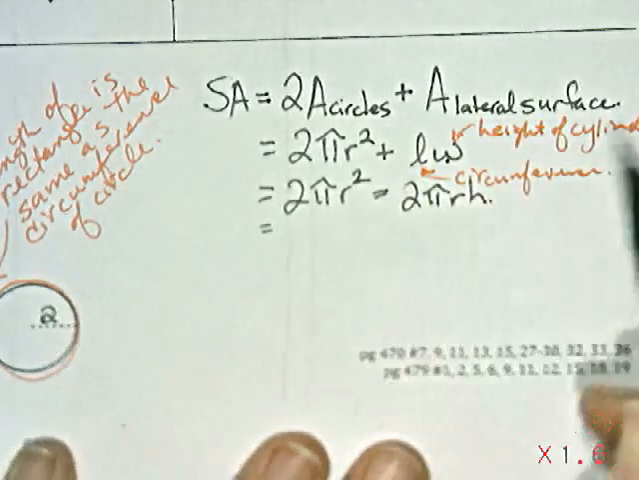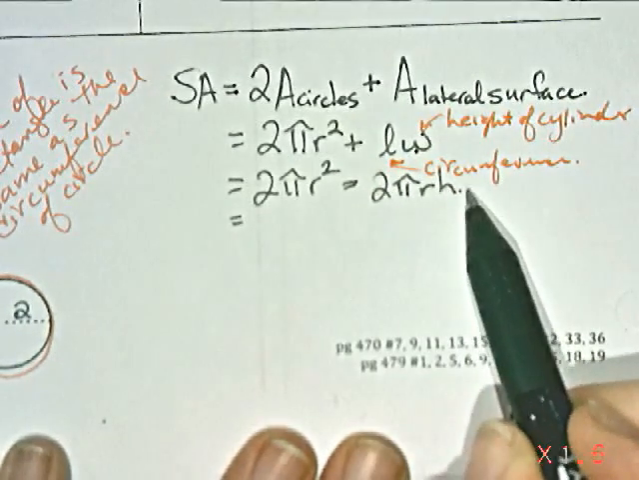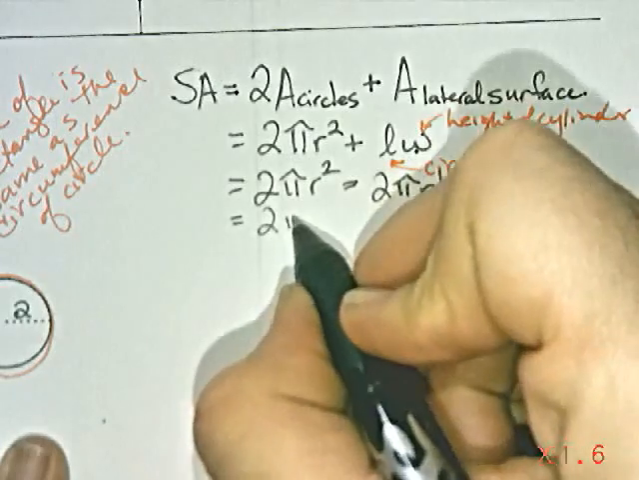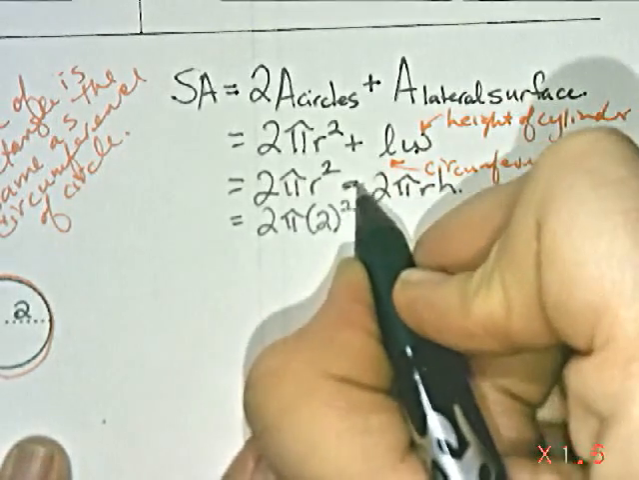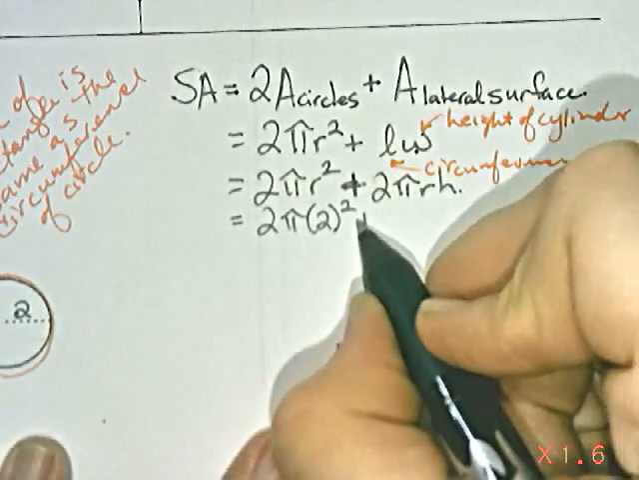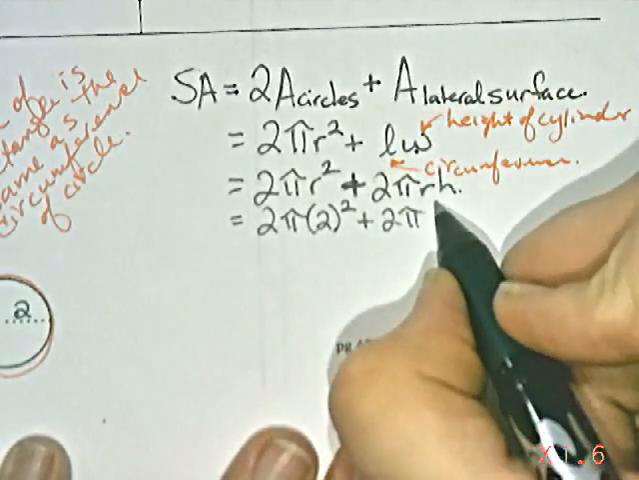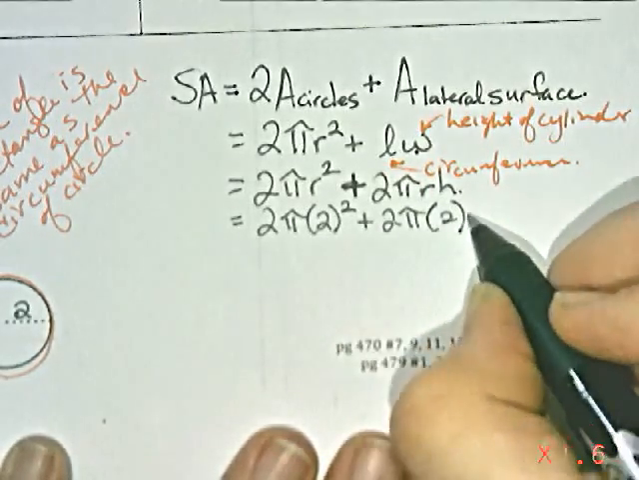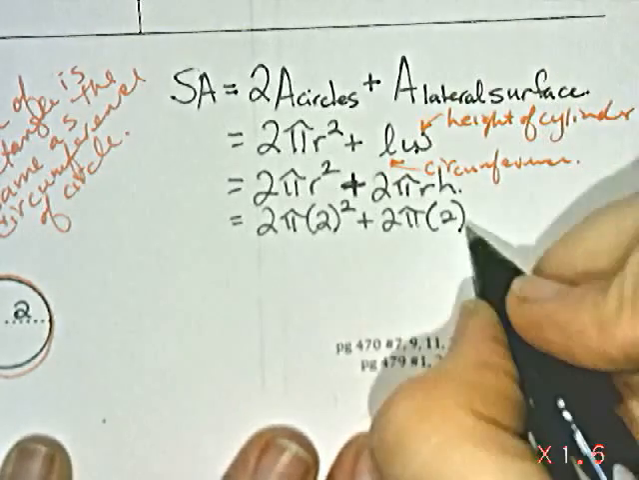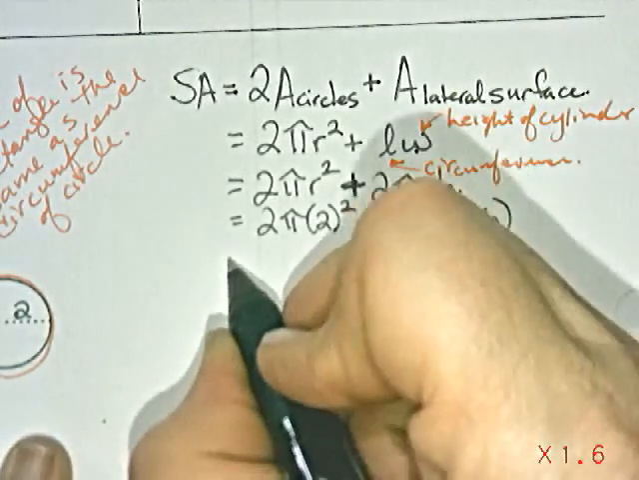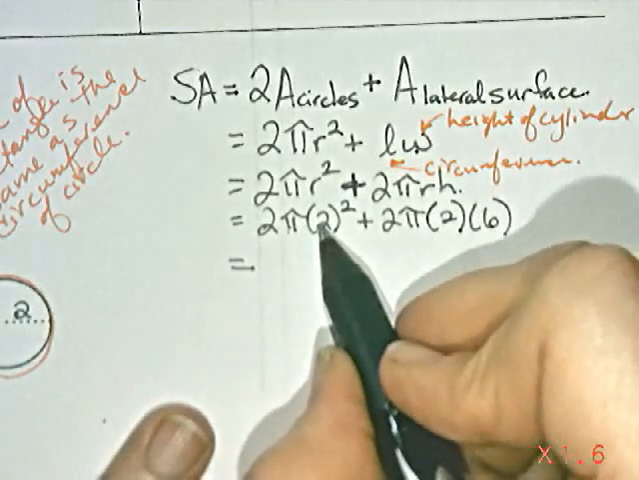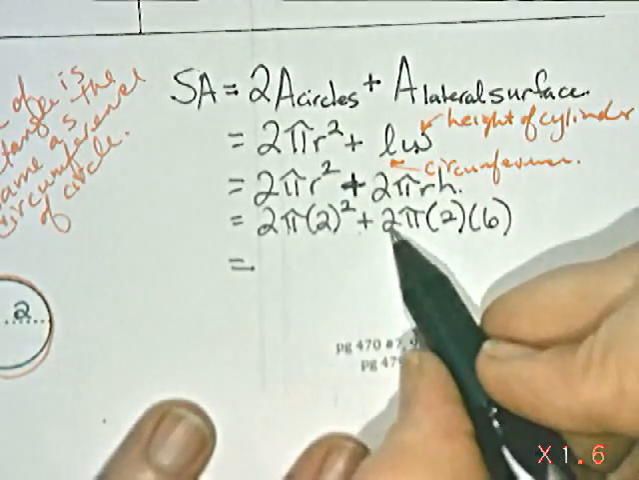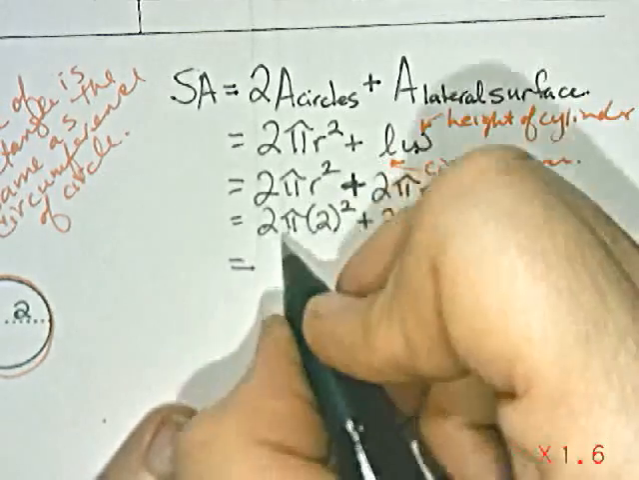And then the only numbers we have to fill in here are the radius and the height of the cylinder. So 2 times pi, my radius in this case was 2 centimeters. Oh, this should be a plus. And then 2 times pi times my radius, again, which is 2, times the height of this one, which was 6. And so when we punch that all in the calculator, 2 times pi times another 2 squared, plus 2 times pi times a 2 times a 6.